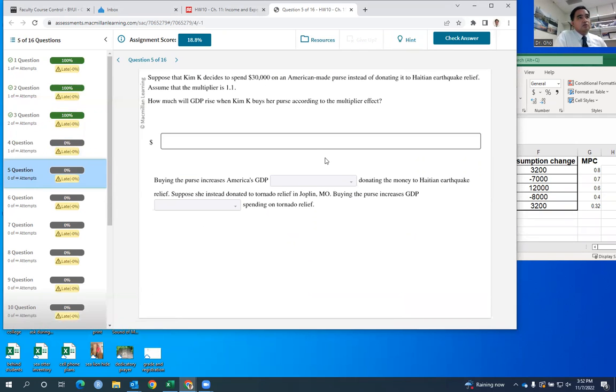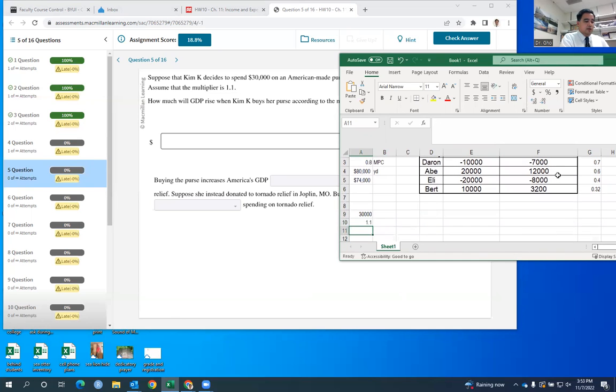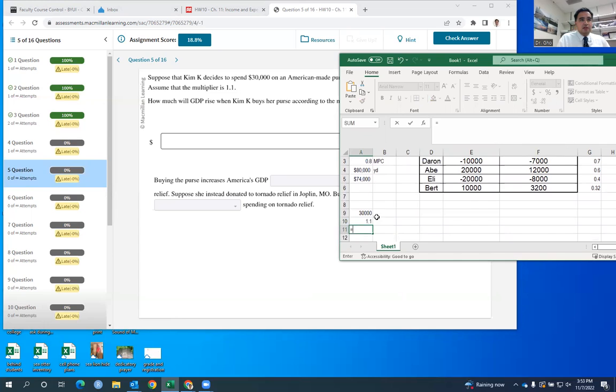K wants to spend 30,000 on a purse instead of donating it to Haitian earthquake relief. The multiplier is 1.1. How much will GDP rise when she buys her purse? Well, she's going to spend $30,000 on her purse. The multiplier is 1.1. The change in GDP is this times that, or $33,000.